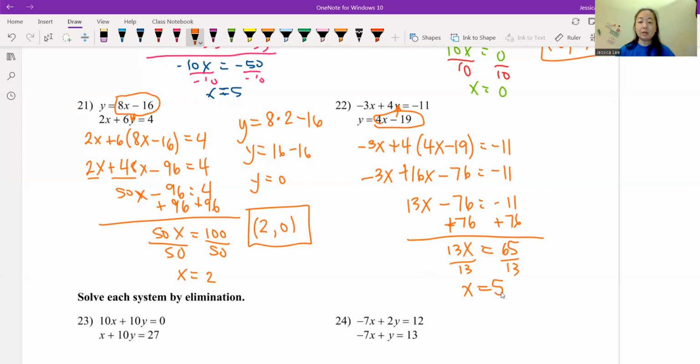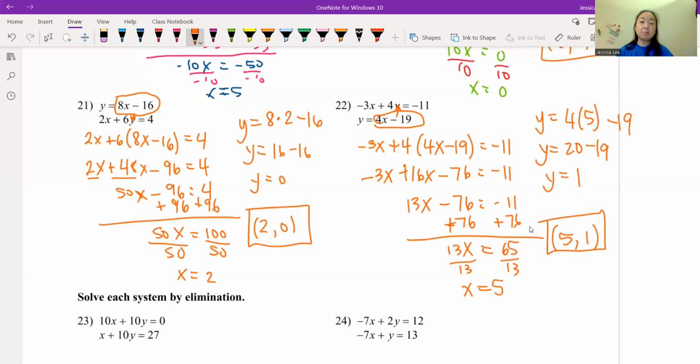So that's the x coordinate, and we want to find the y coordinate. We're going to plug it into the bottom equation. 4 times 5 minus 19. We know that 4 times 5 is 20, minus 19, which is just 1. So our coordinate is 5, 1. You need to remember to give both the x and the y.